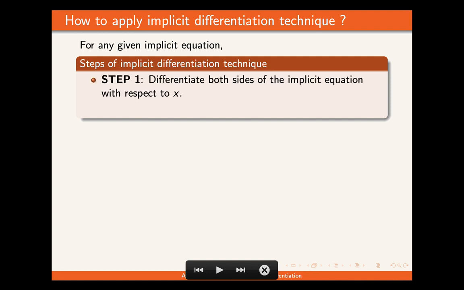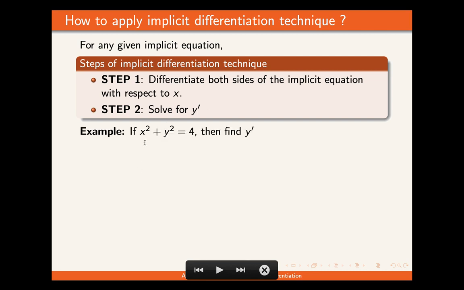The first step is, for any given implicit equation, to differentiate both sides of that equation with respect to x. And when you do that, the second step is just to solve for y prime. So after following these two steps, you will be able to find the derivative of y with respect to x by using implicit differentiation. So let's see an example.